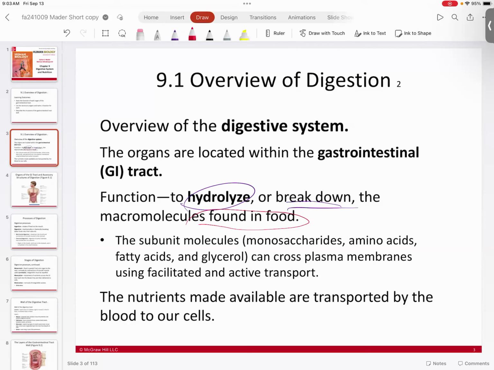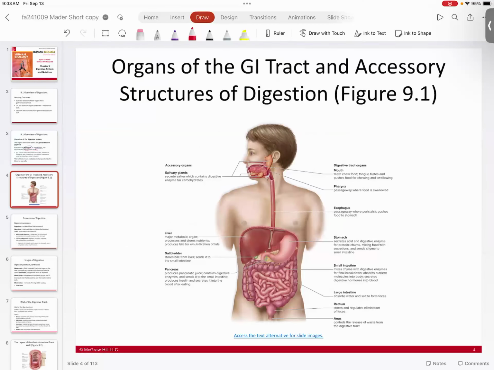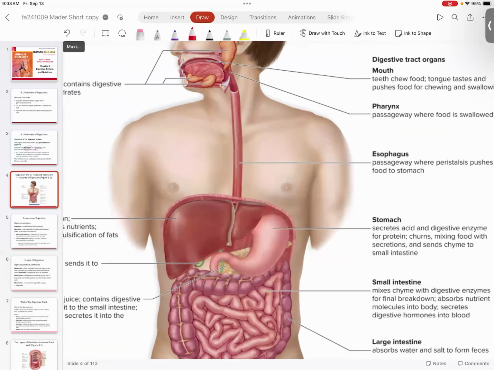Basically, the food will be broken down into its subunits, just like we mentioned before in the previous chapters: monosaccharides, amino acids, fatty acids, all those building blocks associated with our macromolecules. And those are our nutrients. And then we absorb those into our bloodstream. So here's basically what our GI tract looks like.